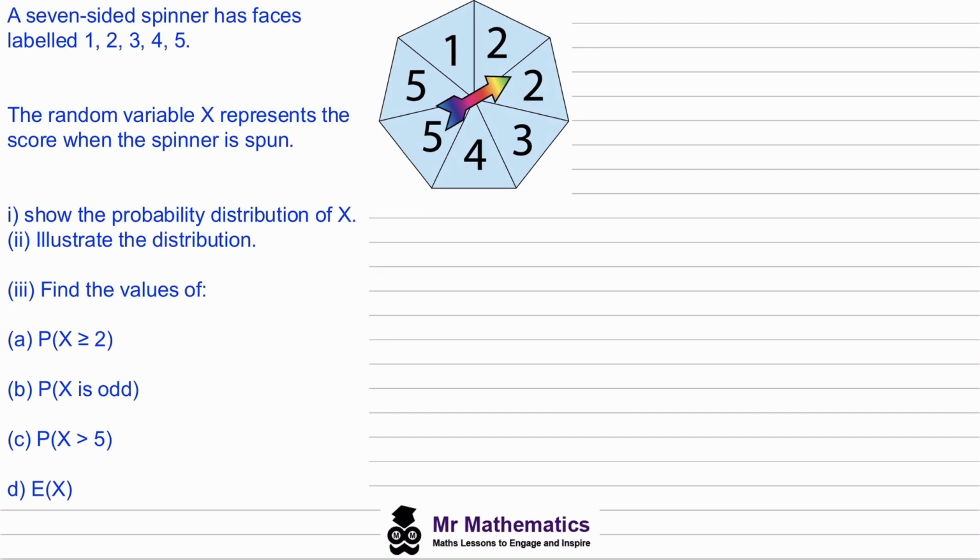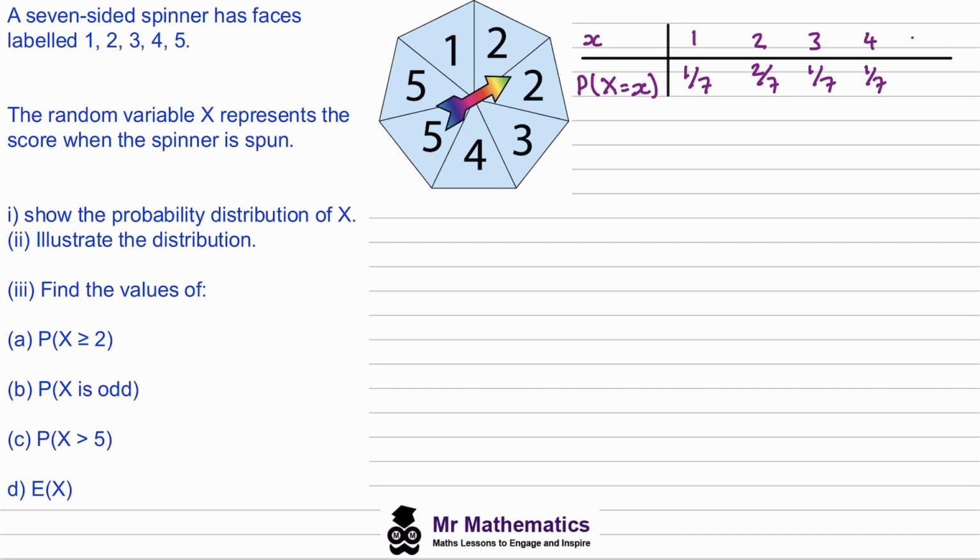Okay, so welcome back if you had a go. So if we let our observed value be little x, and we want the probability of our random variable big X equaling our observed value. So when x is 1, we've got 1 out of 7, when x is 2, we've got a probability of 2/7. When x is 3, 1/7. When x is 4, we've got again 1/7, and when x is 5, we've got 2/7.